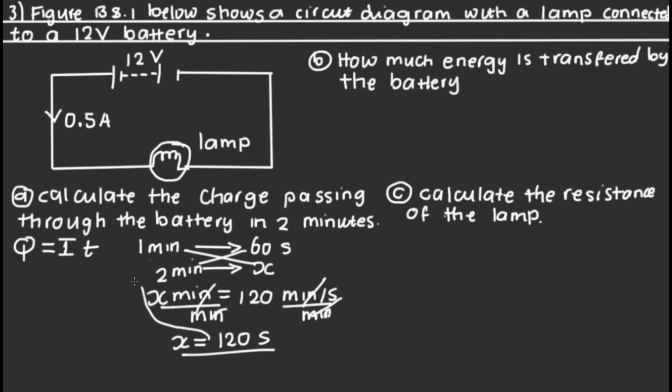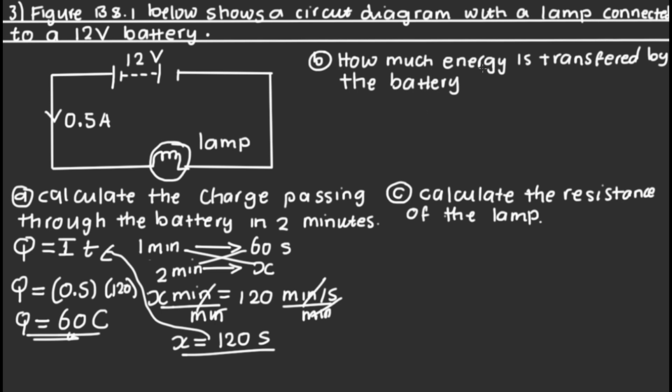So this is now the time that I'm going to substitute where t is. So Q is equal to current, which is 0.5, multiplied by 120. So what is 0.5 times 120? Same as half of 120, which is 60. The units for charge are coulombs. Then we can move on to question B.